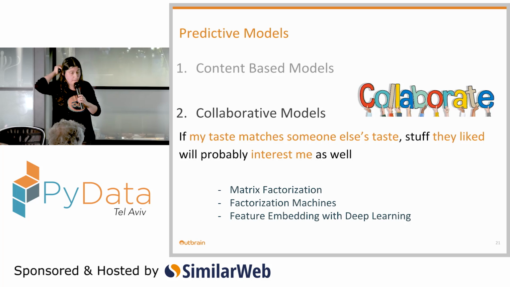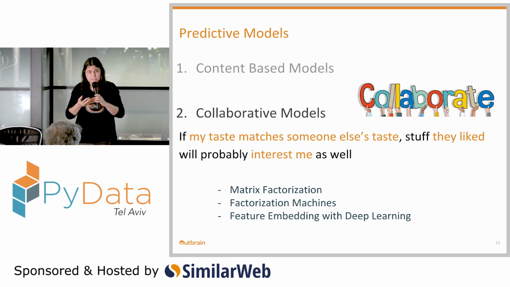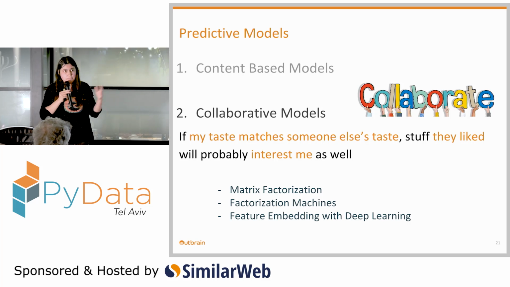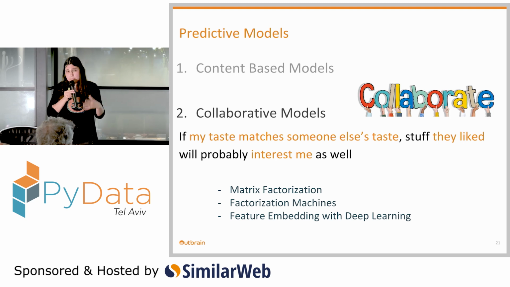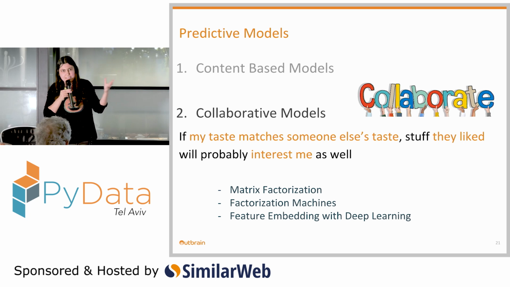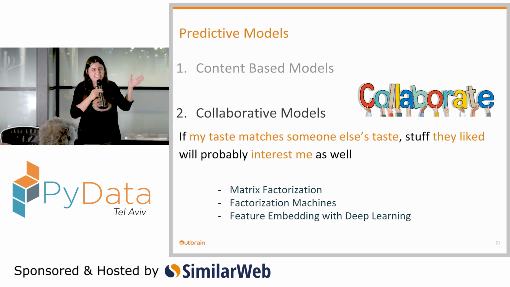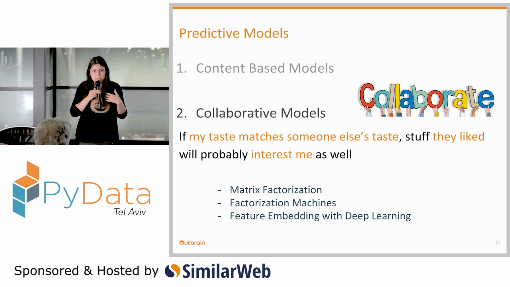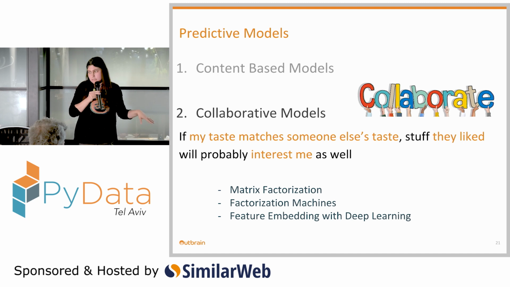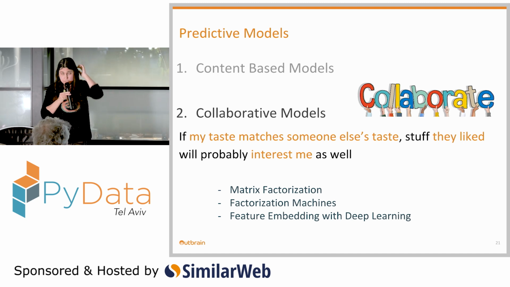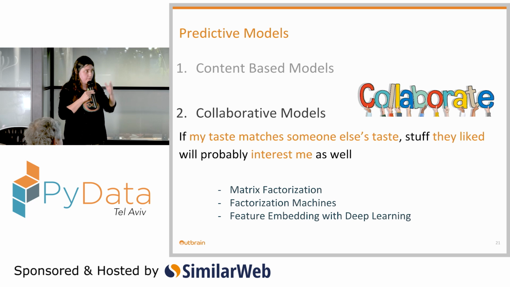And the other type of predictive models are collaborative models, which you're all familiar with. Probably each of you is familiar with at least one or two algorithm types that generate these kinds of models. But essentially, the basic concept of this type of model is that if my taste matches someone else's taste, probably the things that they like will interest me as well. And we are using three types of algorithms for these: matrix factorization, machines, and embeddings using deep learning.